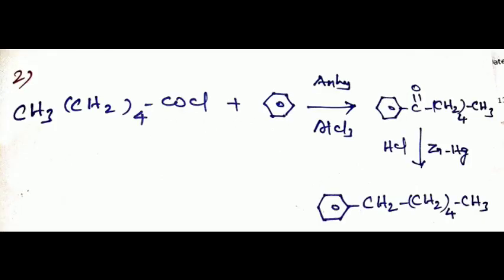Second application, the acylated product can be converted into an alkyl benzene by Clemmensen reduction. The introduction of a straight chain alkyl group into an aromatic ring by Friedel-Crafts alkylation is difficult because of rearrangement.